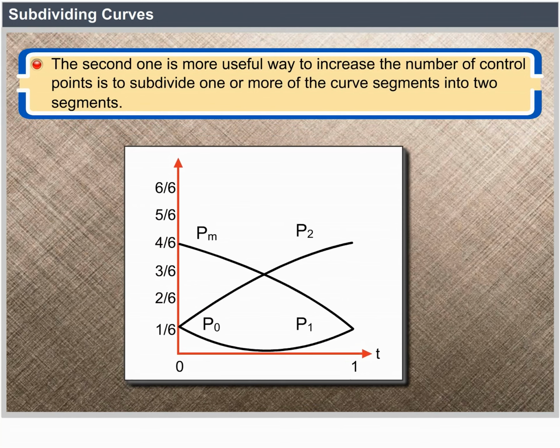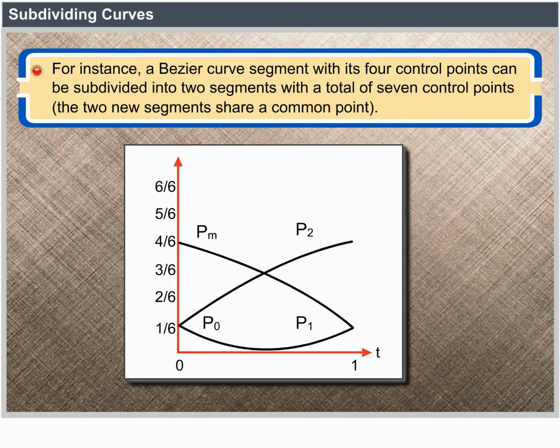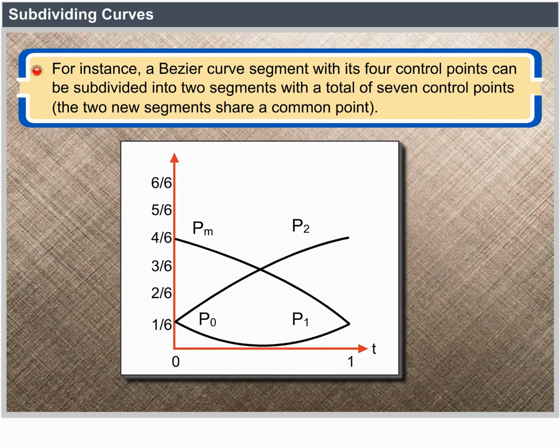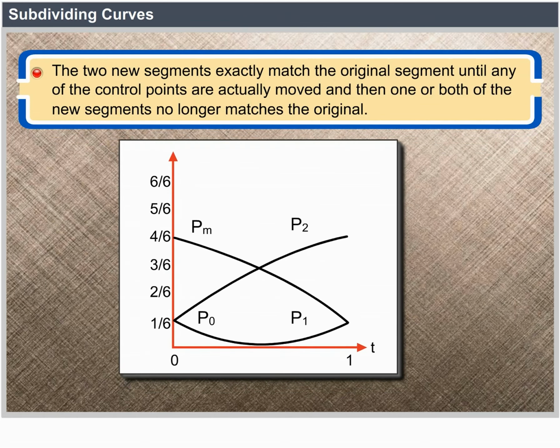For instance, a Bezier curve segment with its 4 control points can be subdivided into two segments with a total of 7 control points. The two new segments share a common point. The two new segments exactly match the one original segment until any of the control points are actually moved. Then one or both of the new segments no longer matches the original.